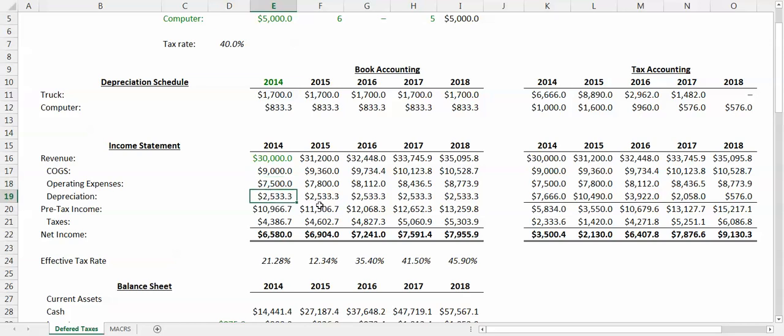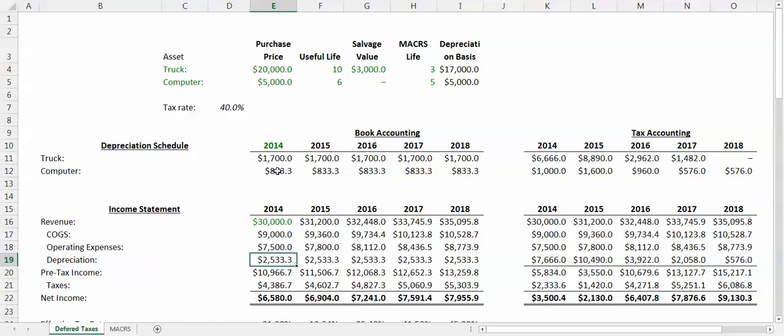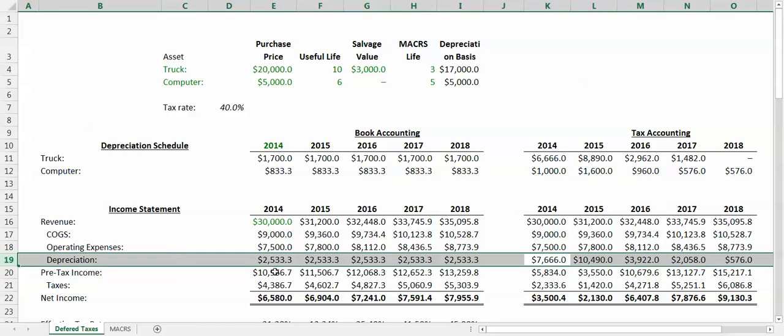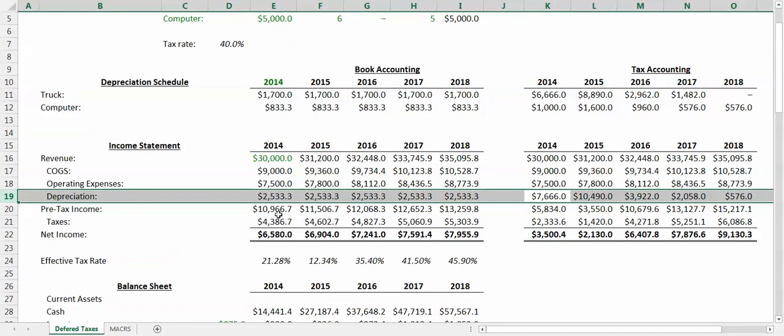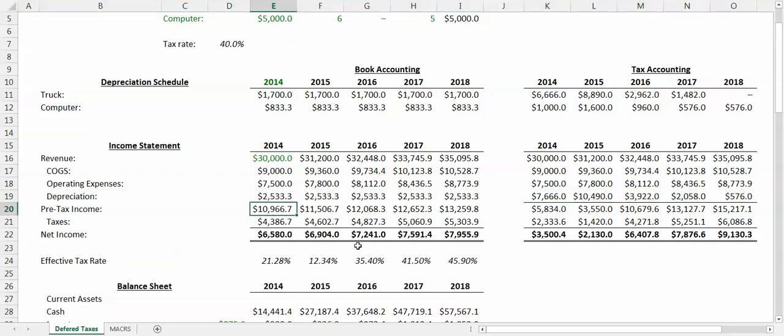Now, depreciation. Depreciation is the sum of the annual depreciation, this is for book, and this is for tax. So right here, we can see one of the big issues within this line. For book accounting, in our first year, we have $2,500 in depreciation expense, while for tax accounting, we have $7,600, right? So that changes our pre-tax income by a significant figure. For book accounting, we have almost $11,000 in pre-tax income, and for tax accounting, we have just shy of $6,000 in pre-tax income.